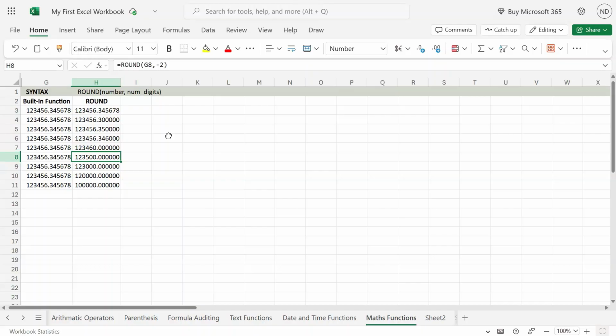So this is all about the round function. Hope I was able to make the concepts clear about this function. Hope you understood this particular function, because it's very important when you are working on financial data.